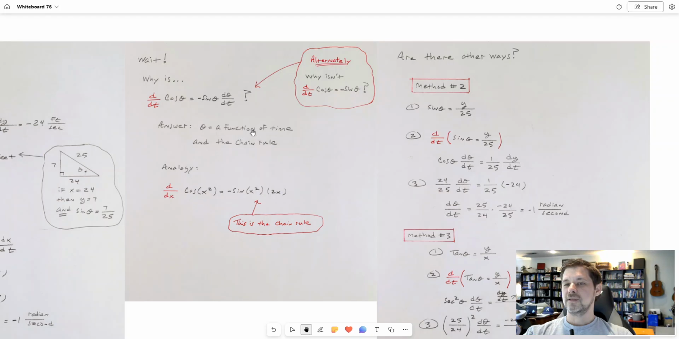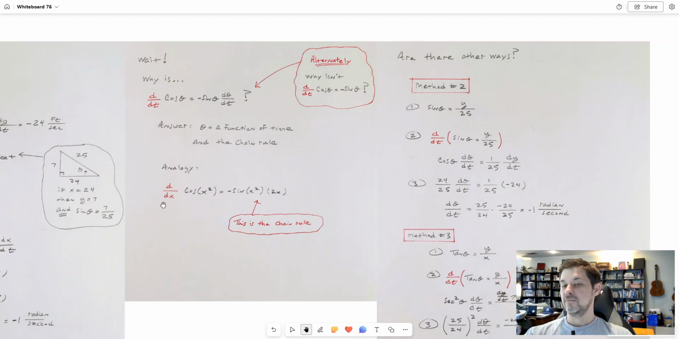The answer is because theta there is a function of time, and as a result, we have to use the chain rule. We're not taking the derivative with respect to theta, assuming that theta is the foundational independent variable. Theta is a function of its own that somehow depends on time. That's why we've got to follow it up like that. If you want an analogy, you can think of it like this. We do it because theta is a function of time and we're using the chain rule essentially.